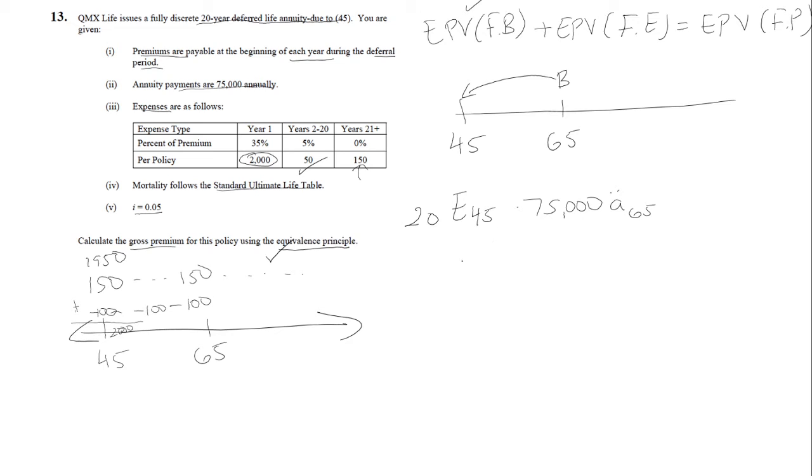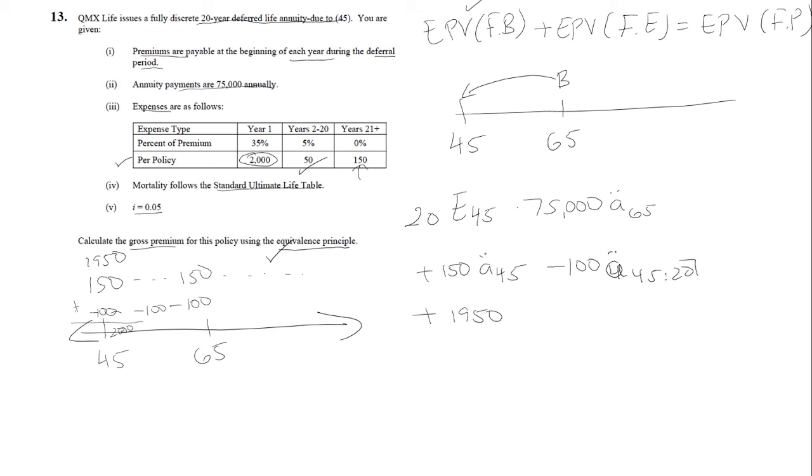So what that's going to be is, well, we said it's 150 starting at age 45, but we want to subtract 100 for the first 20 years. And then for the first year, you want to add 1,950. So there's three pieces to this. Okay, so that's good. Now the per policy is completed.